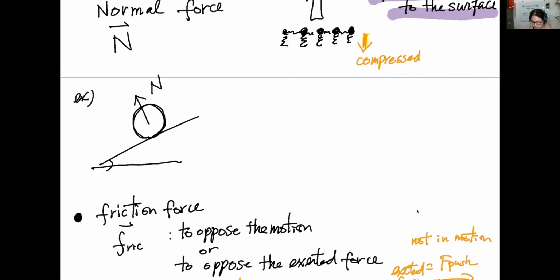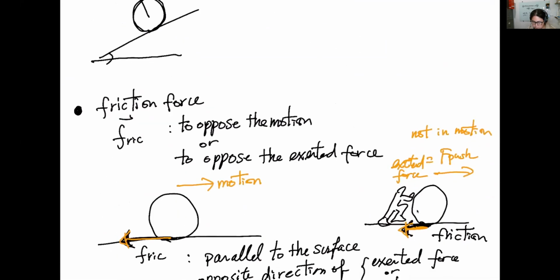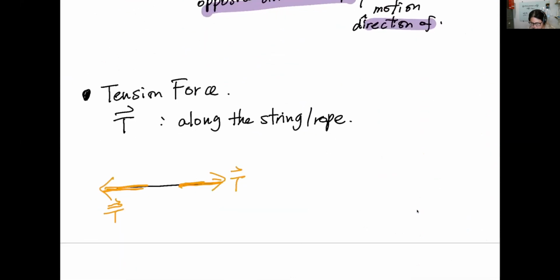Yeah, okay. So the friction force applies to oppose the motion or oppose the exerted force, parallel to the surface. And then tension force is along the string or the rope.